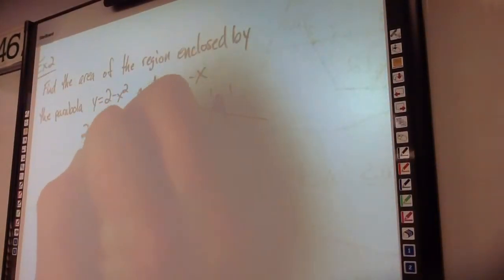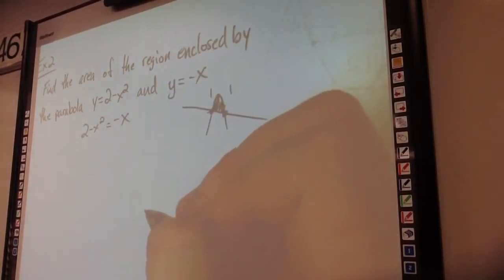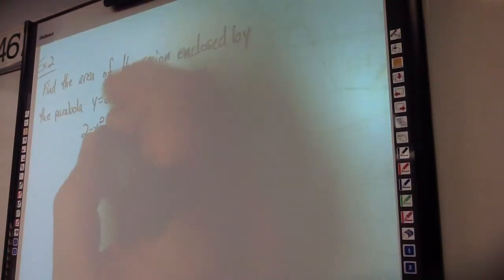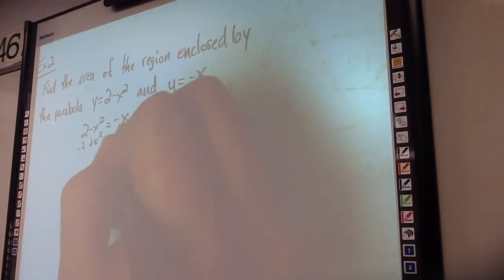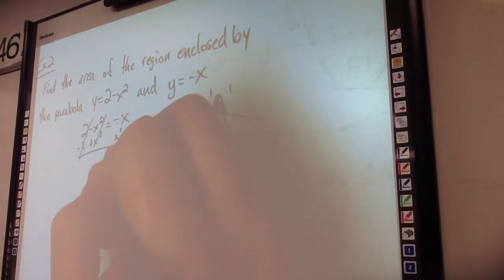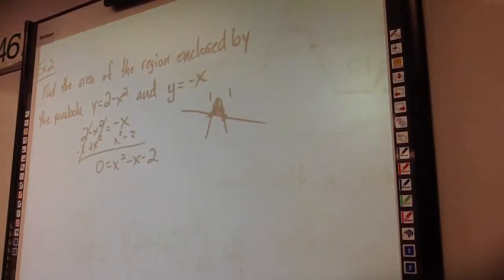So 2 minus x squared equals negative x. I'm going to add x squared because I like my x squareds to be positive. You're setting them equal to each other. Correct. So now I have 0 equals x squared minus x minus 2. How do we know that they intersect?